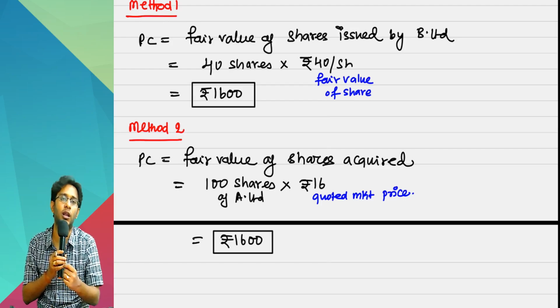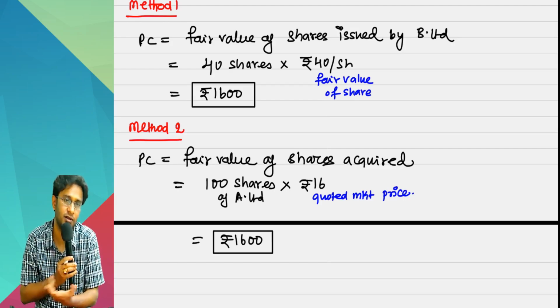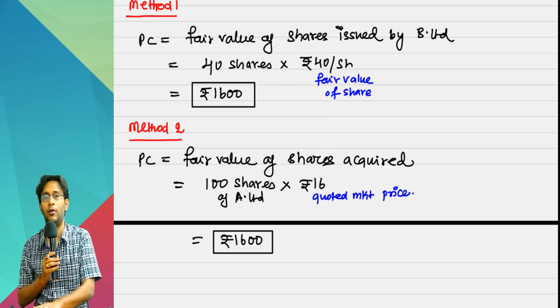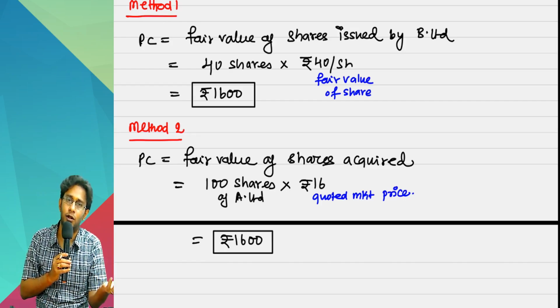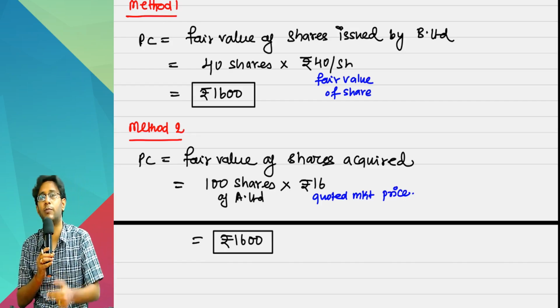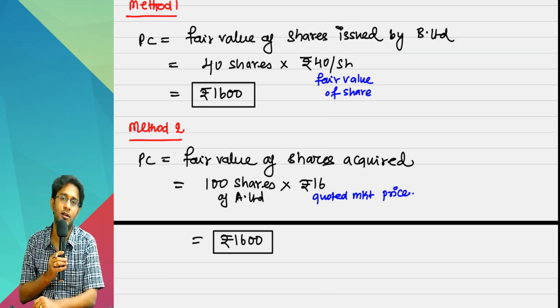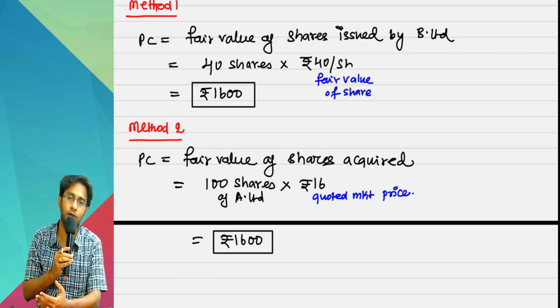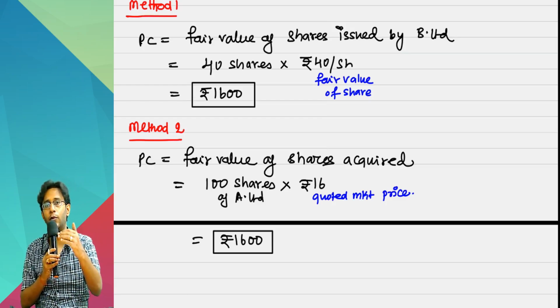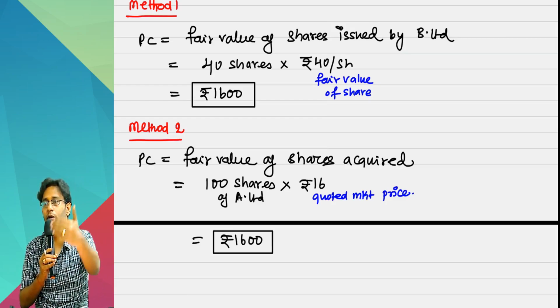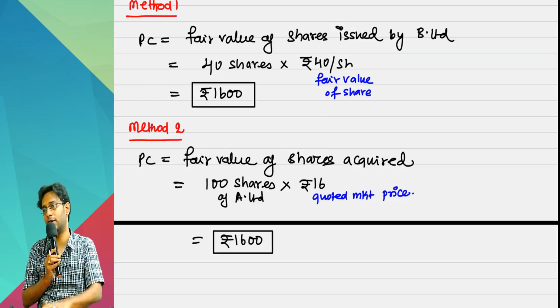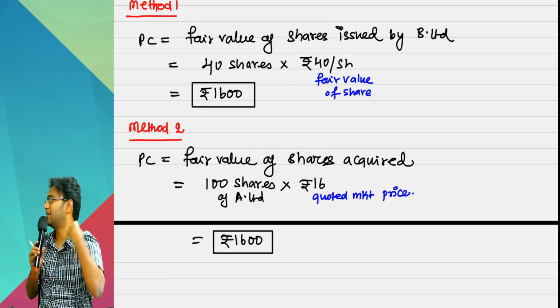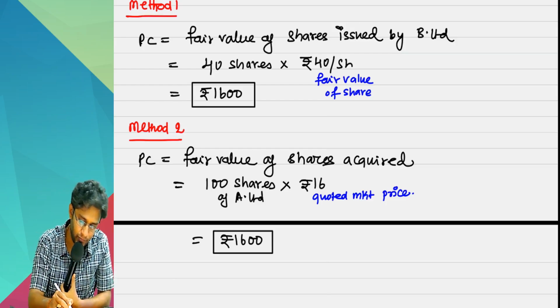So which one is more reliably measurable? Quoted market price. Quoted market price is fair value. Intrinsic value method is also fair value. But between these two, which is better? Quoted market price. Sir, how do we know? You will learn it when we do a standard called IND AS 113. Level 1 inputs are considered better than level 2 and level 3. Later on, when we do 113, we'll see this.